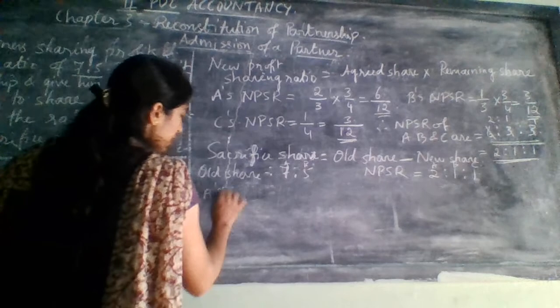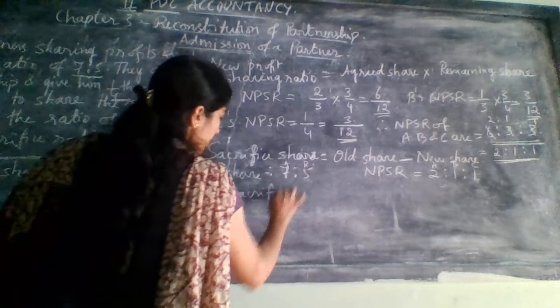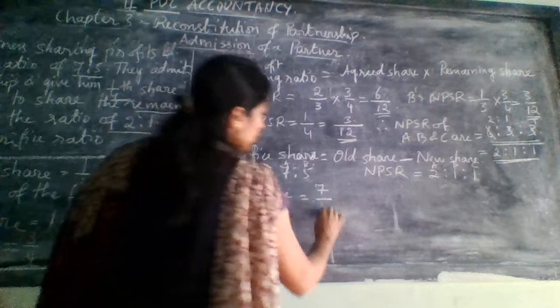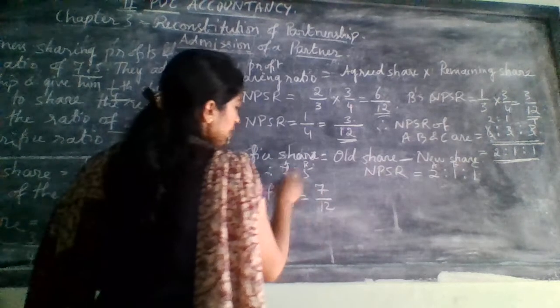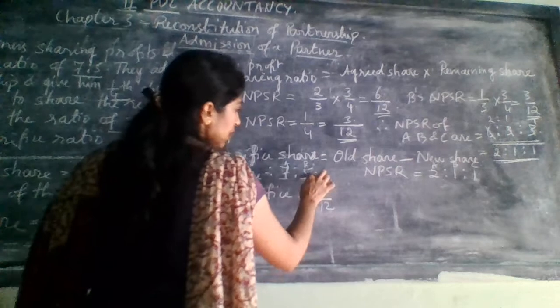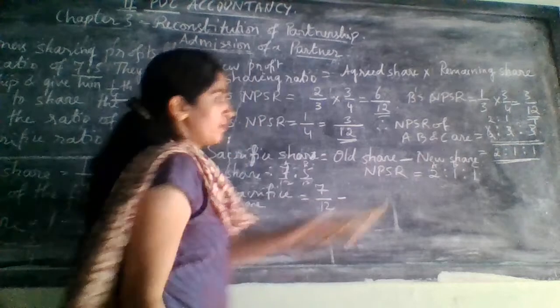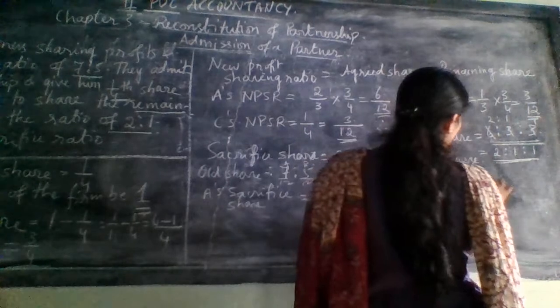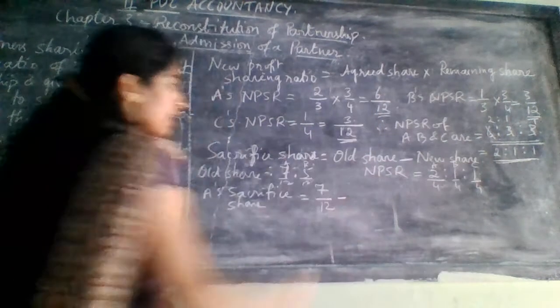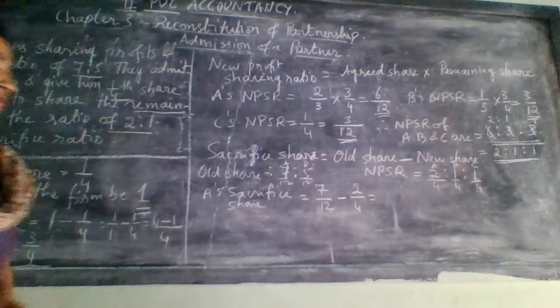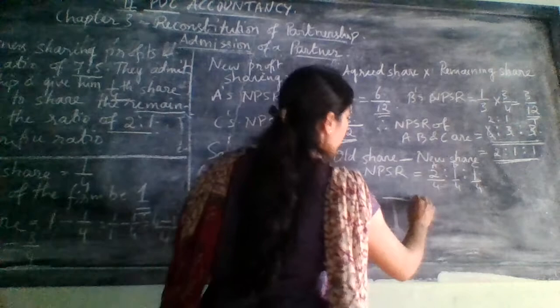I will write A's sacrifice share. A's sacrifice share is equal to old ratio 7 by 12, because here I have to do 7 plus 3 is 10, plus 2 is 12. 7 by 12 minus 2 plus 1 plus 1, that is 4. How much will it come? 4 and 4, so for A it will come 2 by 4. So next step, what do you need to do?